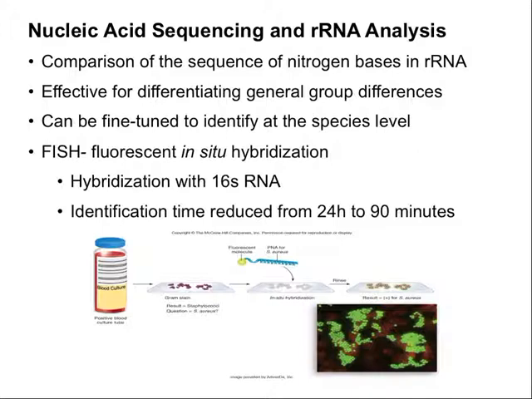One of the techniques is called FISH, or fluorescent in situ hybridization. This hybridization works with the 16S RNA. You don't have to recall what that's all about, but we can identify them in 90 minutes instead of the 24 hours that we used to have to wait.